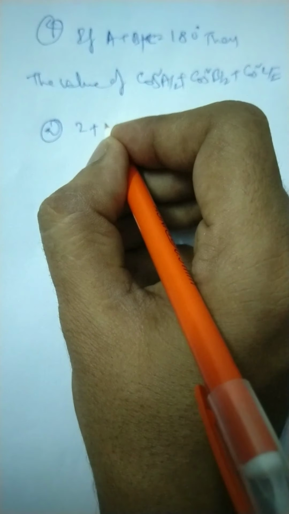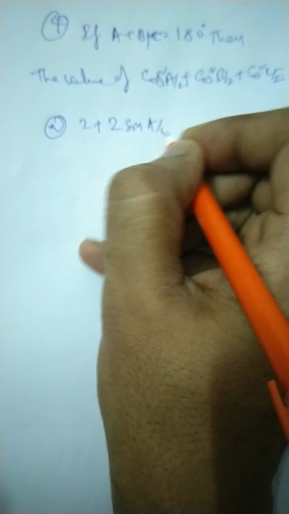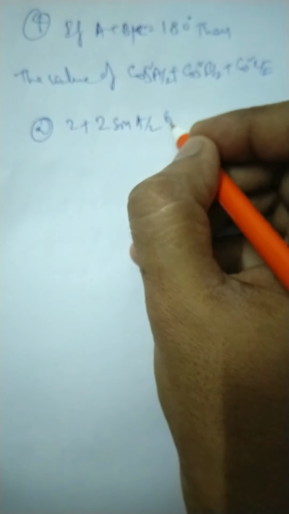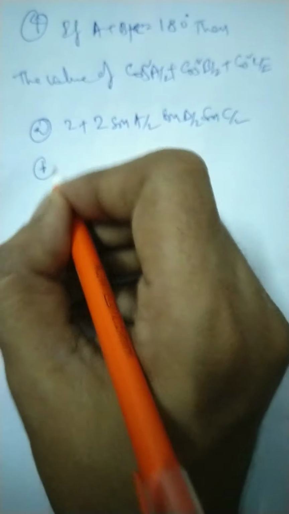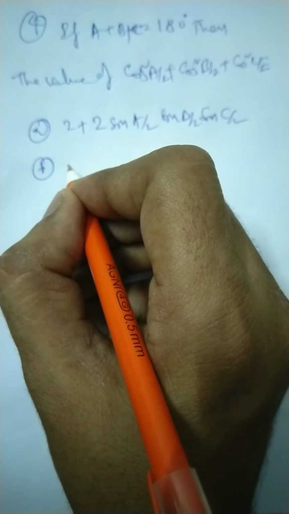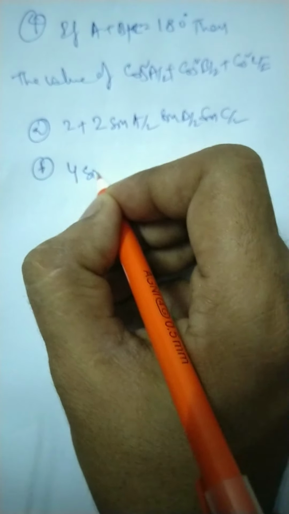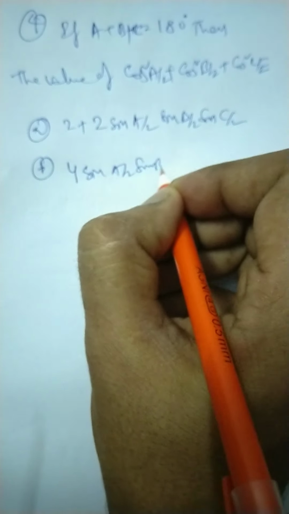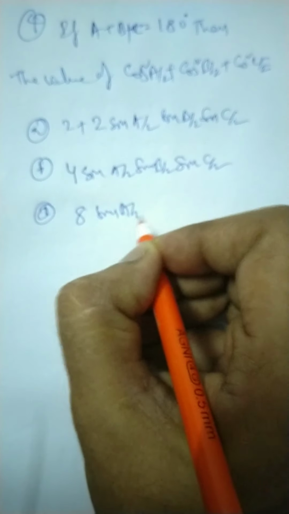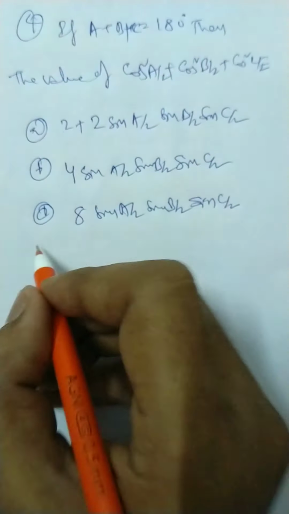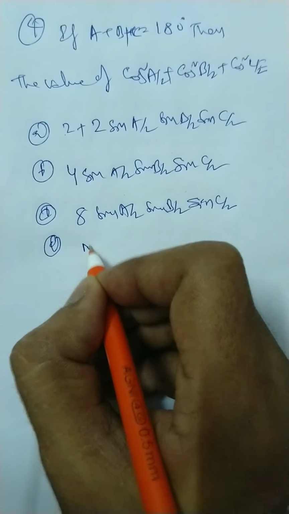Option A: 2 plus 2 sine a by 2, sine b by 2, sine c by 2. Option B: 4 sine a by 2, sine b by 2, sine c by 2. Option C: 8 sine a by 2, sine b by 2, sine c by 2. Option D: none.